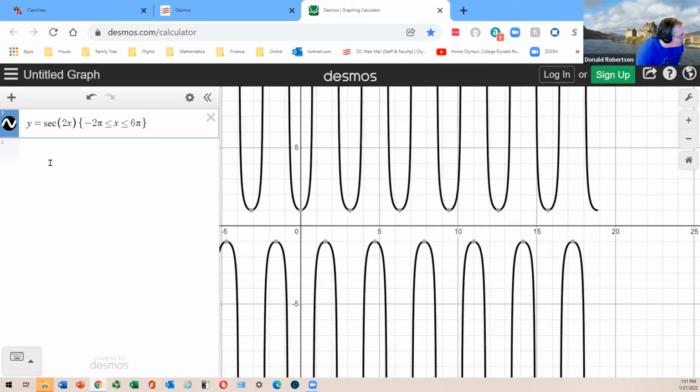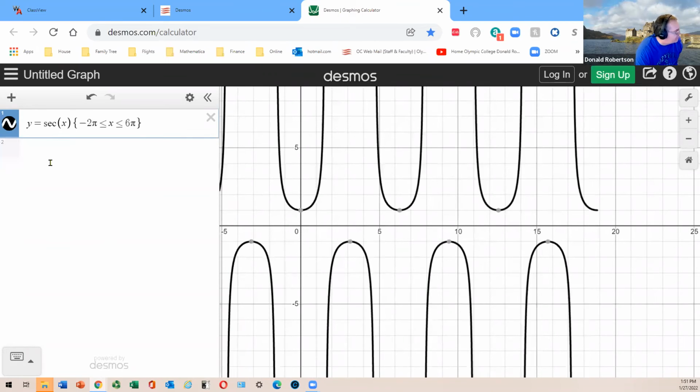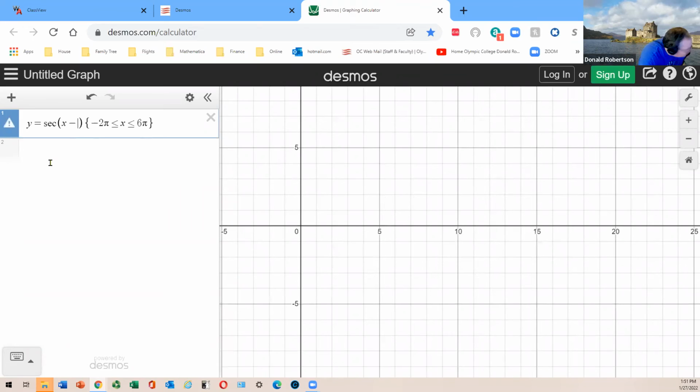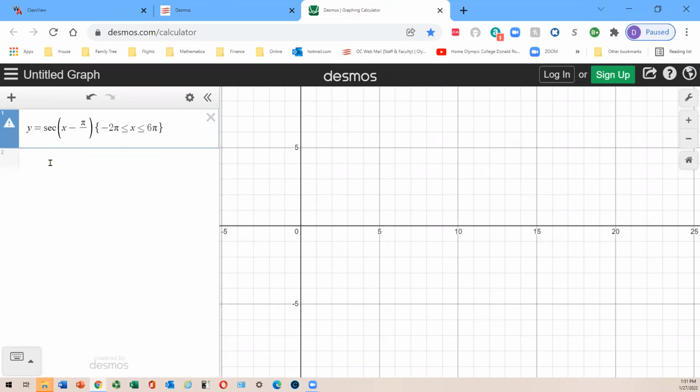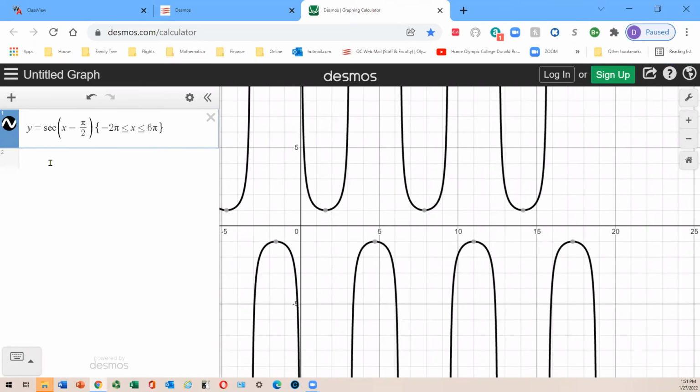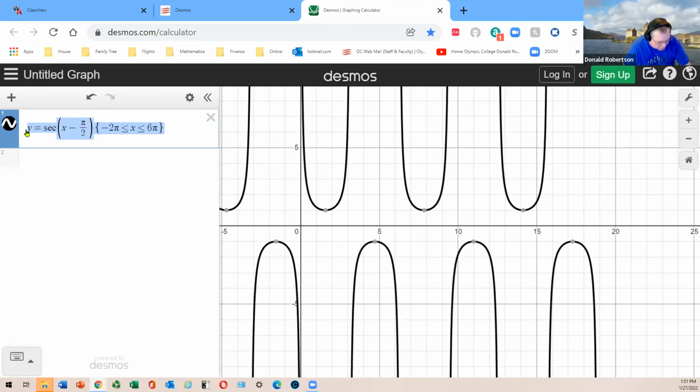You can also have horizontal shifts. Right, there's our nice little secant guy, right? Lots of them. What would be the effect of me subtracting pi upon 2? Isn't that a phase shift of pi upon 2 to the right? So does that move all the x values right pi upon 2? Correct. Now, that is the new guy. I'll put the original in below so that you can see it.